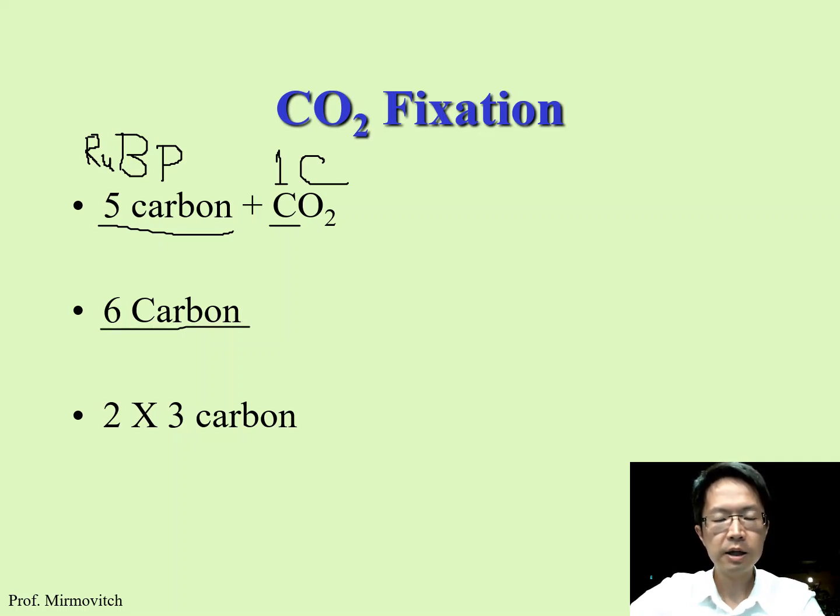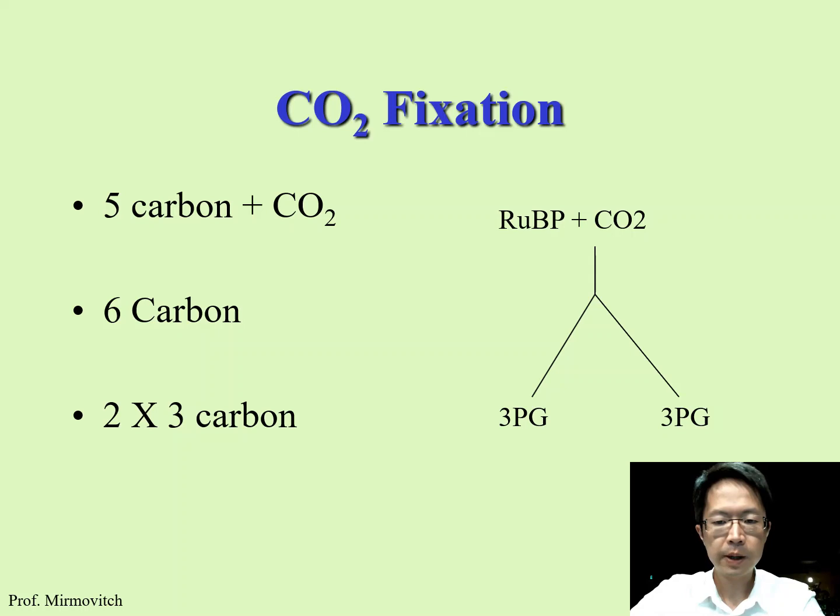And then later on it is split. The 6 carbon molecule is split into 2 3 carbon molecules. The 3 carbon molecule, what do we call it? 3-phosphoglycerate, 3PG. Okay, so that's all you need to memorize. RuBP adds a carbon dioxide and becomes 3PG. And then what is the enzyme that characterizes this reaction?